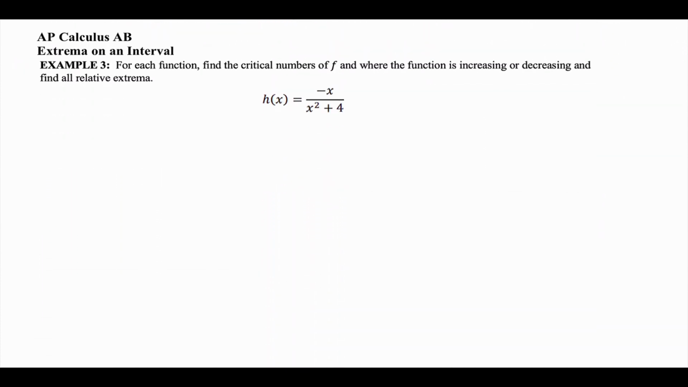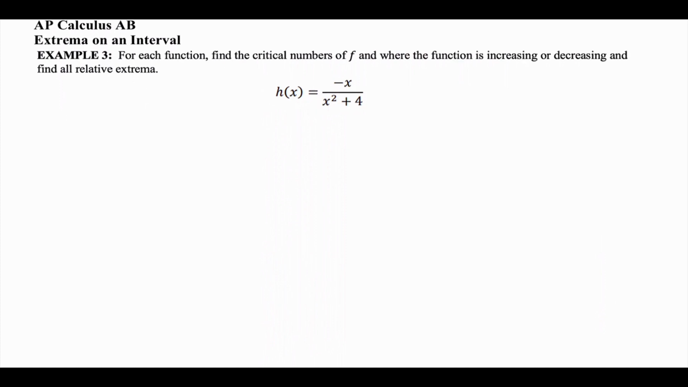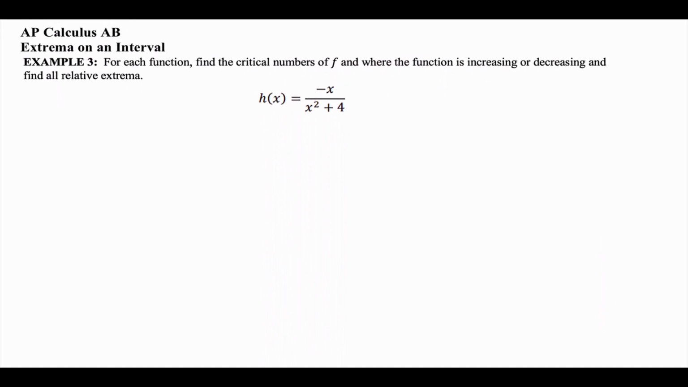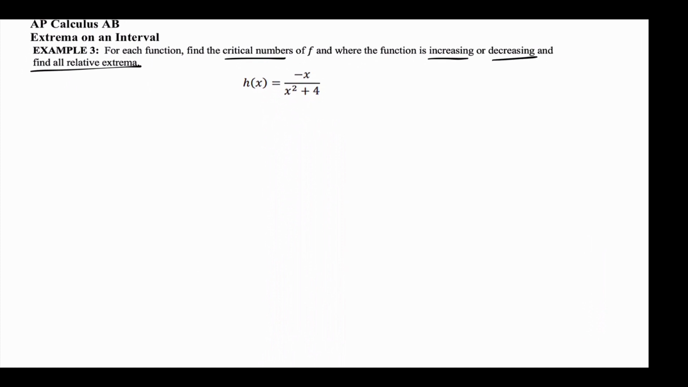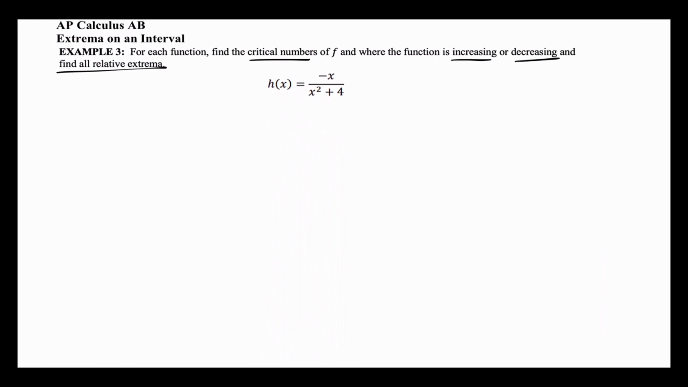Let's look at number 3. Number 3 goes back to, we need critical numbers, we need increasing, decreasing, and I need all relative extrema. So what's the first thing I need to do? Find the derivative. So let's find h prime. Don't look up here. You guys have done this millions of times. Once you're done, look up here. What's the derivative going to be for h?